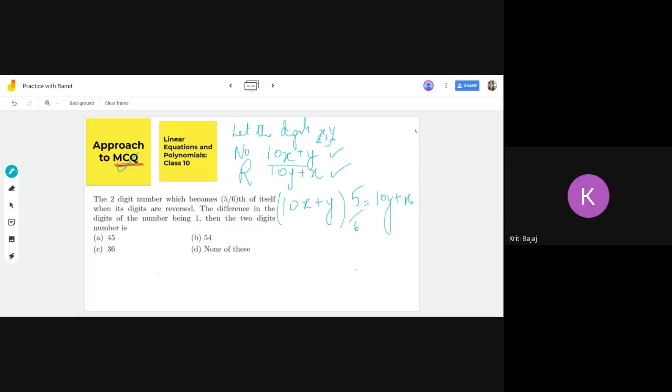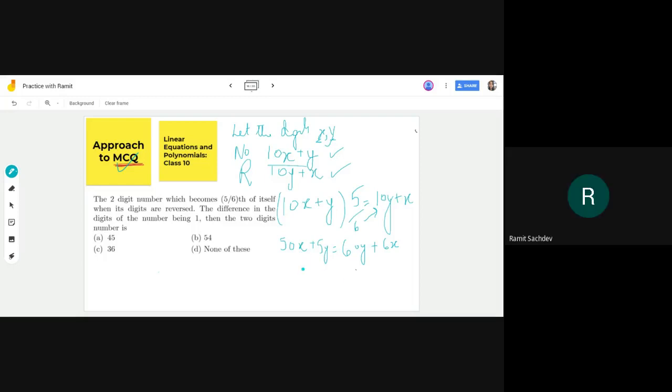Now this equation can be simplified, isn't it? I'll simplify a bit so that I get a simple equation between x and y. So I can write it as 50x plus 5y is equal to, what can I do with this 6? You can take it to the other side. That would make it 60y plus 6x. Correct, 60y plus 6x. Now just do some transposition, simplify the x's and the y's, and tell me what you get.